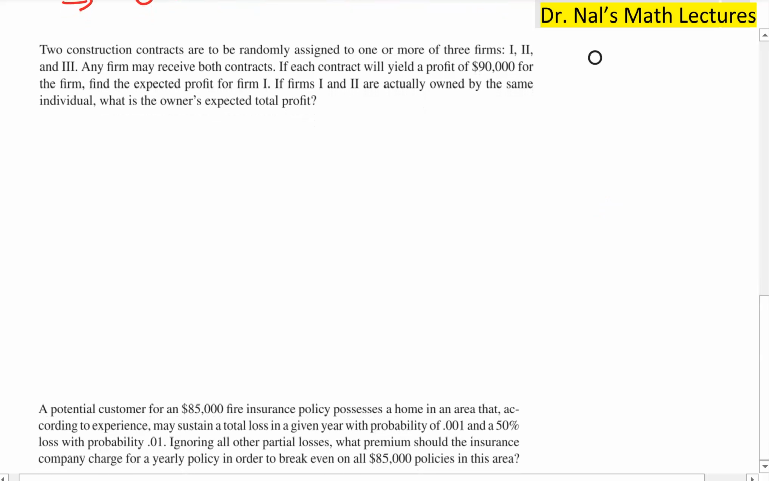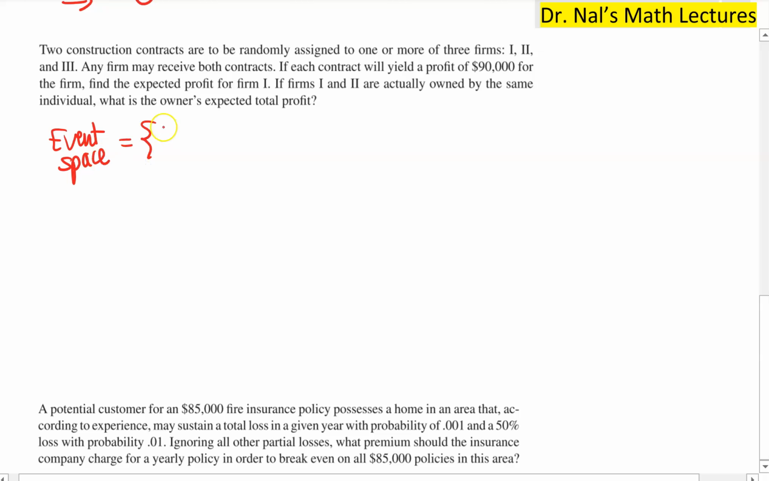So we have two construction contracts that are to be randomly assigned to one or more of three firms. So three firms are going to bid for those two projects, right? So many different combinations can happen. If you check all the event space, let's write the event space, and we can calculate each of these events happening.